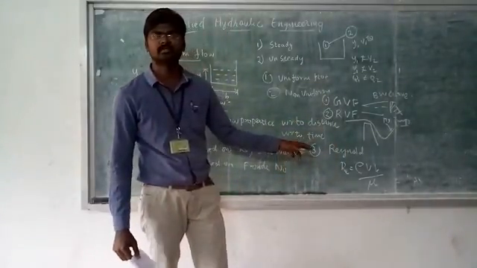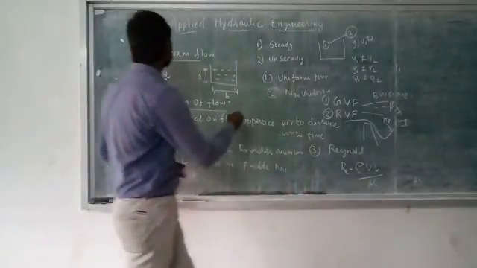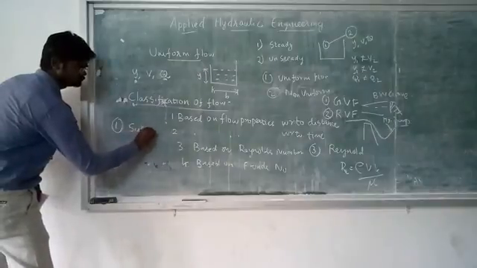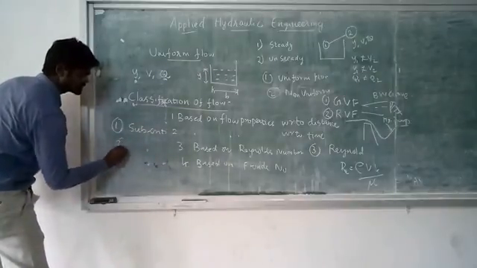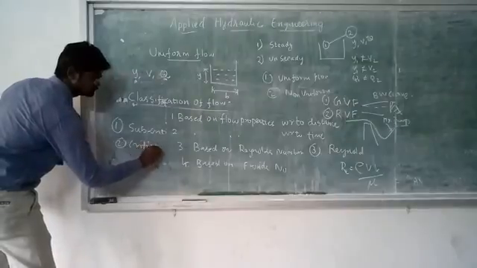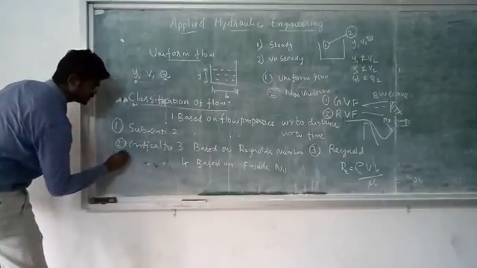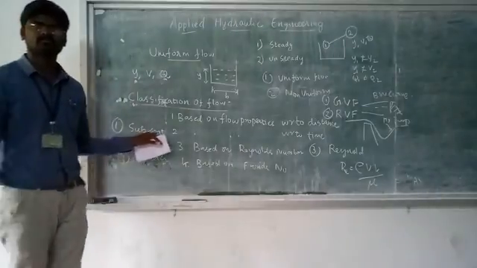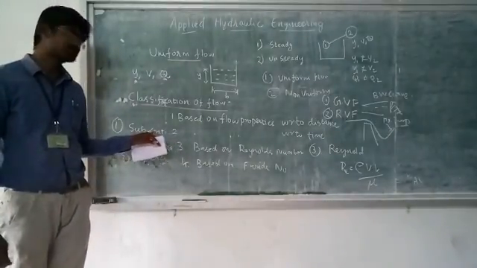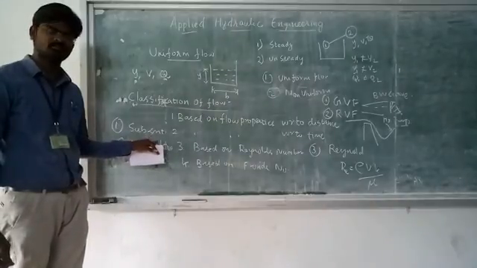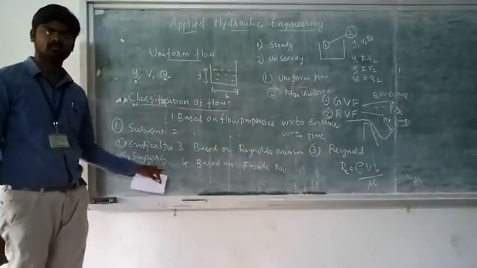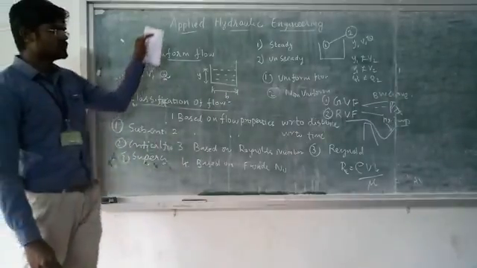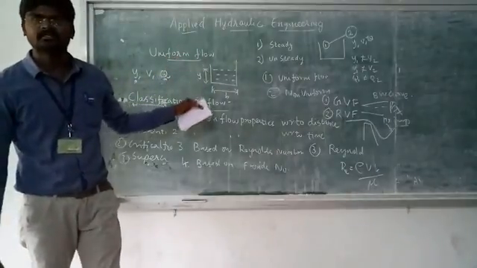Then the fourth one is based on Froude number. The first one is subcritical flow, the second is critical flow, and the third is supercritical flow. Subcritical flow is when the Froude number is less than 1. Equal to 1 is critical flow. Greater than 1 is supercritical flow, based on the formula of Froude number. So these are the major categories of flow.